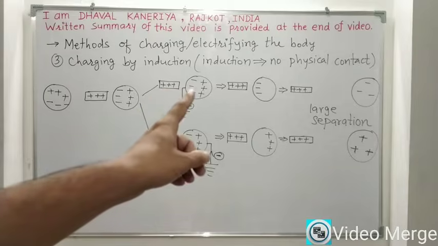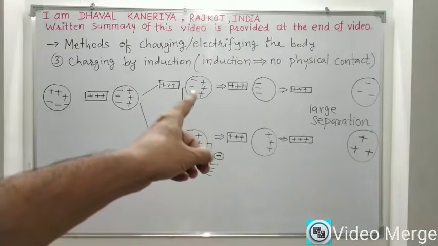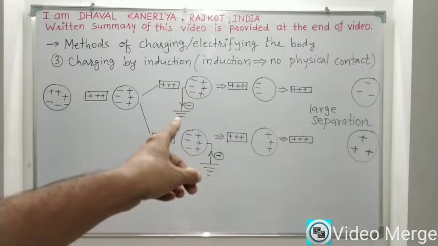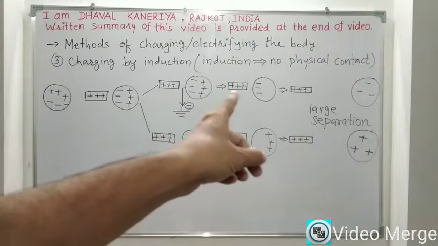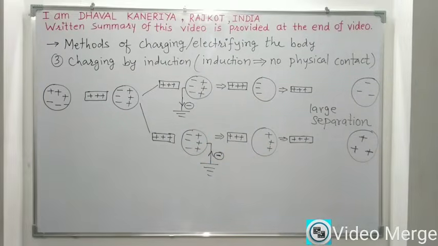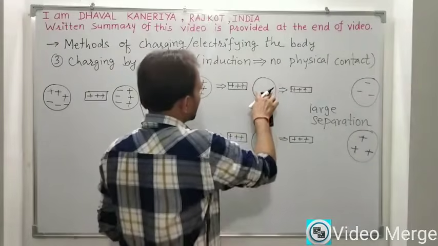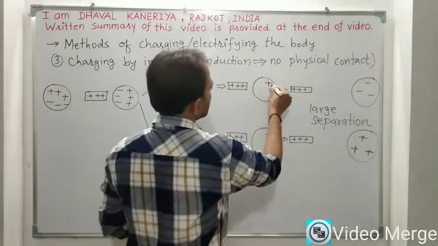Here, the left hand side of the sphere is connected to earth. So these extra electrons will get into the earth and the body will retain only positive charges. Sorry, my mistake. Electrons will go into the earth, so the body will retain only positive charges.